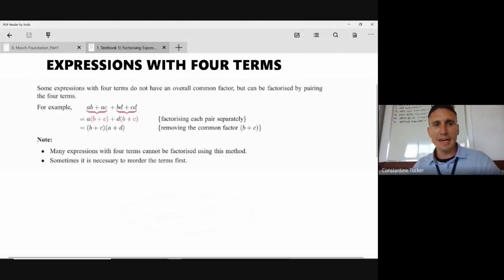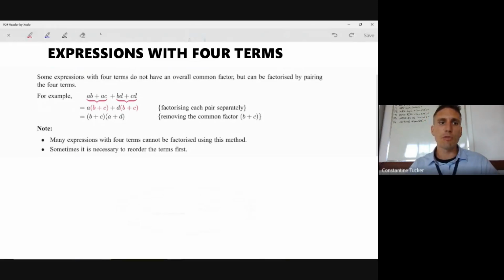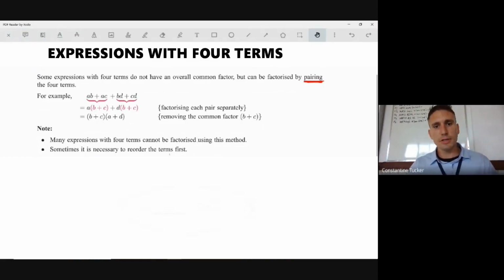Okay, today we're talking about expressions with 4 terms and how we factorize them. So the idea is that when you have 4 different terms, often we don't have a common factor for all of them, but we can actually do this trick of pairing them. So coming up with a common factor for 2 different terms and then another 2 different terms, and this kind of helps us factorize. So let's look at some examples here.